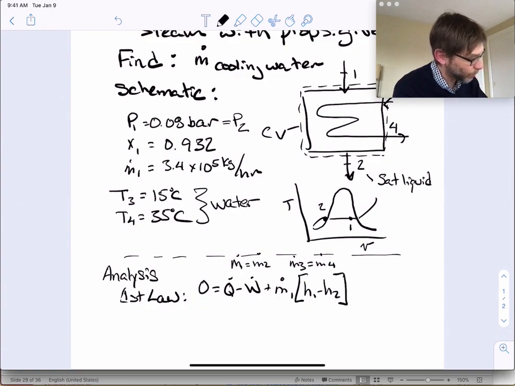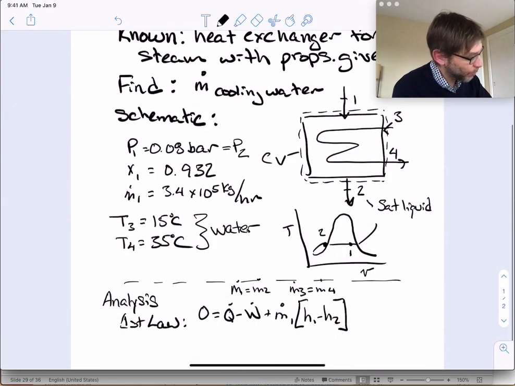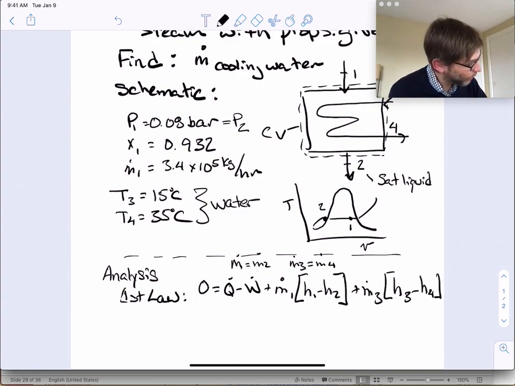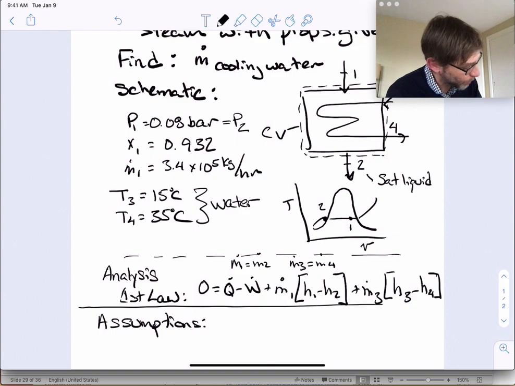Oh, shoot. Guess what I forgot? I forgot my assumptions. I always have to make the assumptions. Where am I going to put them? Well, let me just finish off my thought here. Plus m dot 3 times (h3 minus h4). I got ahead of myself. Okay, here we go. So let's put the assumptions down here in another box, as if we had to remember to do them ahead of time.